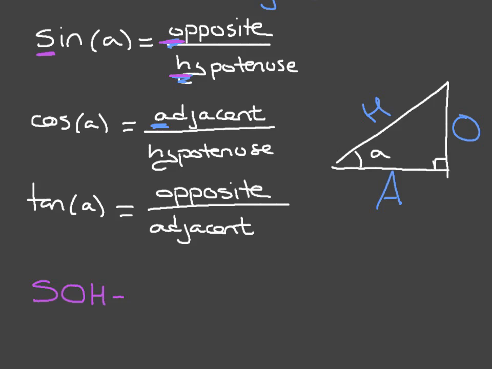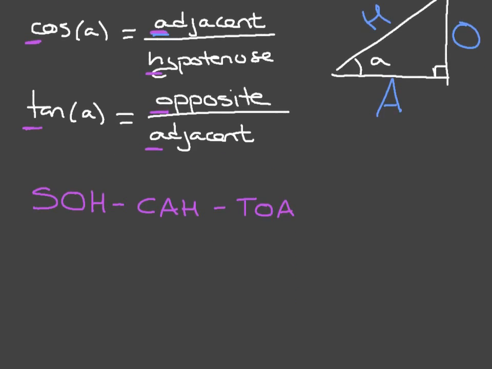We'll do the same thing for cosine. First letter is C, the first letter of adjacent is A, and the first letter of hypotenuse is H. So that's CAH. And finally, for tangent of A, the first letter of tan is T, the first letter of opposite is O, and the first letter of adjacent is A. So that's TOA. This is what we need to remember from now on.